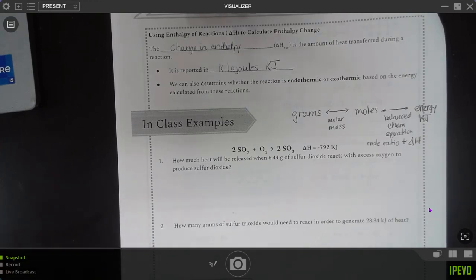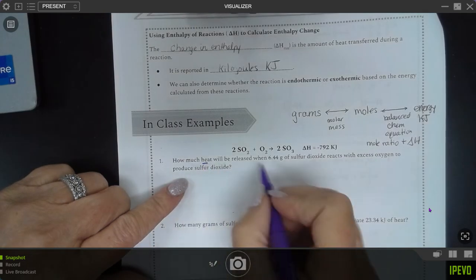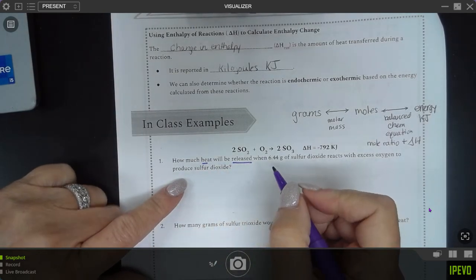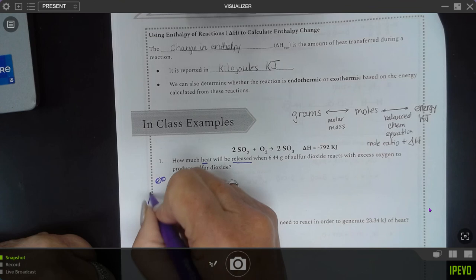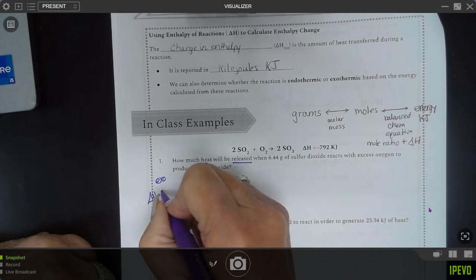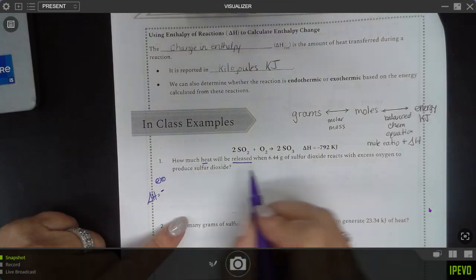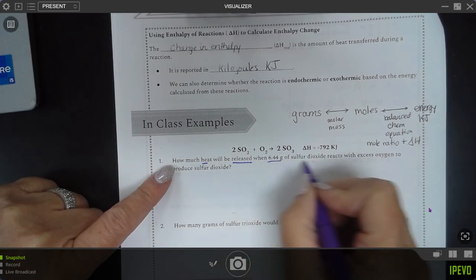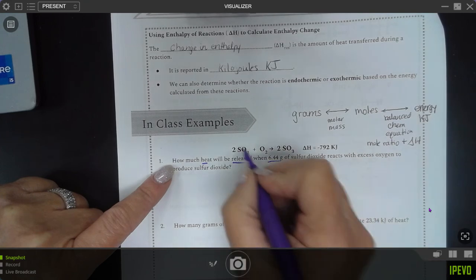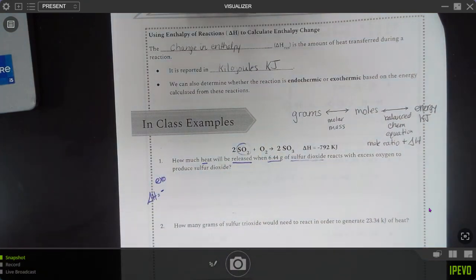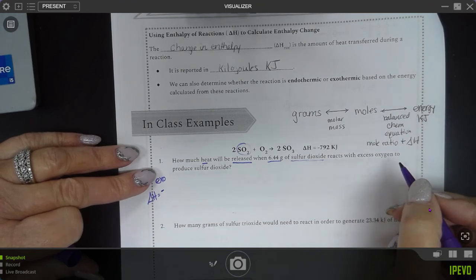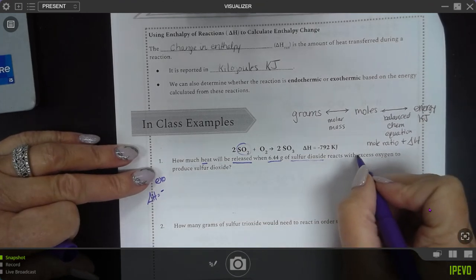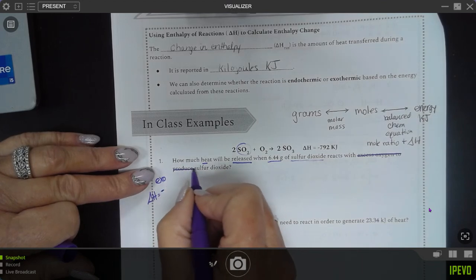So the first question says, how much heat, so we're looking for heat, will be released? Okay, the fact that this is being released tells us that this is an exothermic reaction and that our delta H is going to be negative. Okay, all right, will be released when 6.44 grams of sulfur dioxide, so sulfur dioxide is this one, when 6.44 grams of sulfur dioxide reacts with excess oxygen to produce sulfur trioxide. Okay, all of this is extra information.